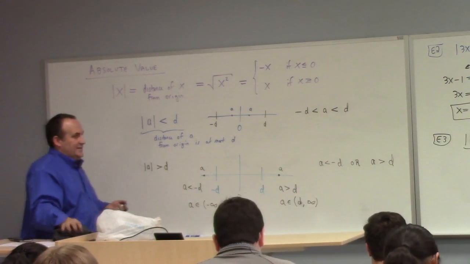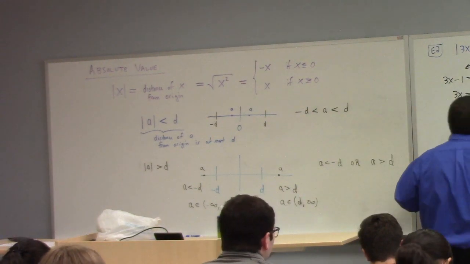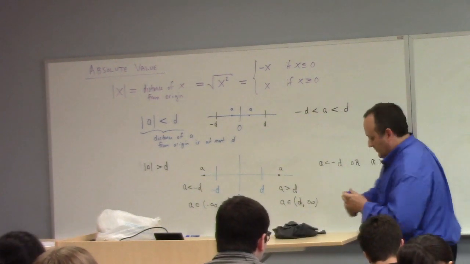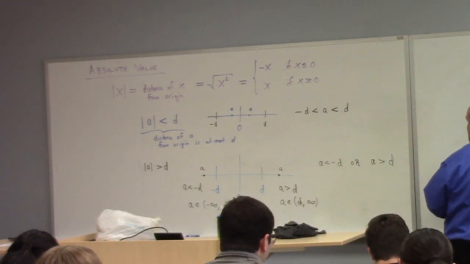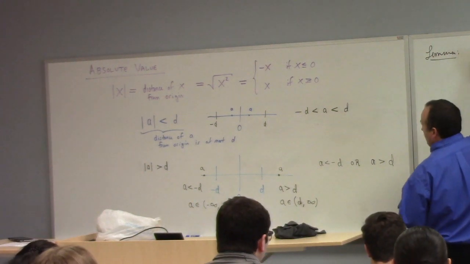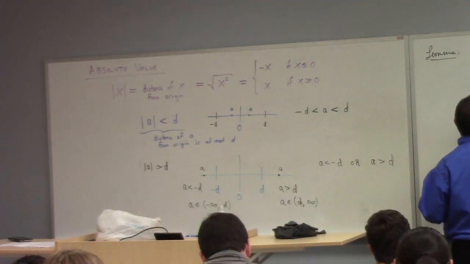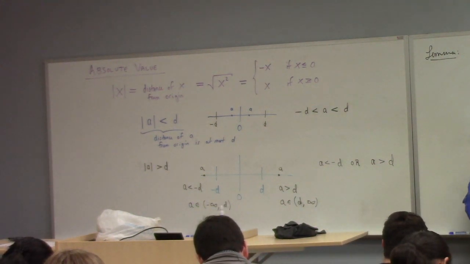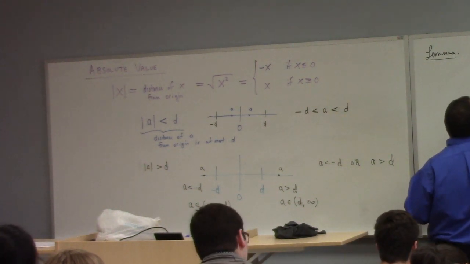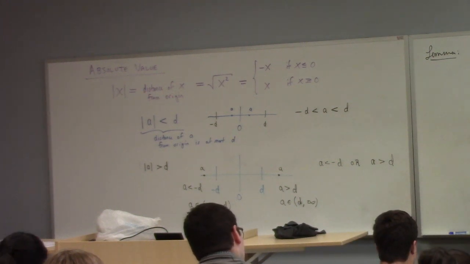So, let me rewrite this all as just a compact lemma for us to reference and use. I would encourage you to put this on your formula sheet. You want to learn how to use it. So this is the lemma, which is simply this: absolute value of A less than D is equivalent to minus D less than A less than D. Absolute value of A greater than D is equivalent to A less than minus D or A greater than D.